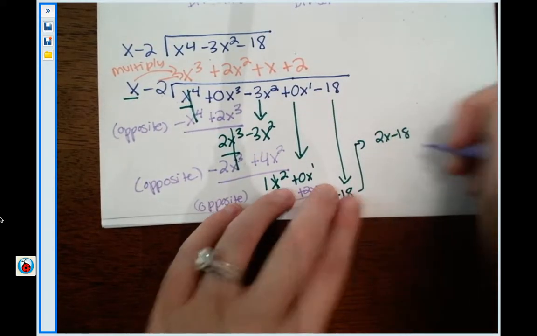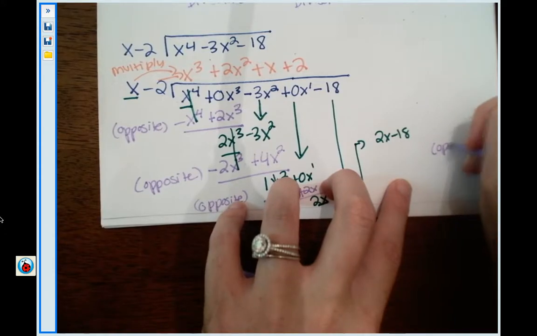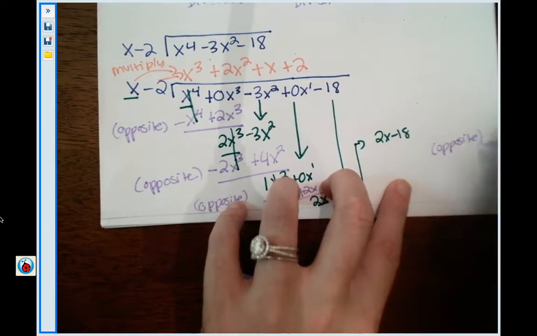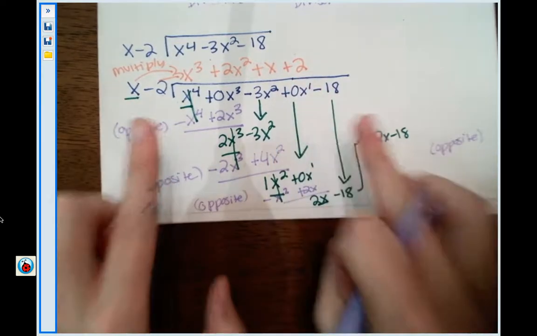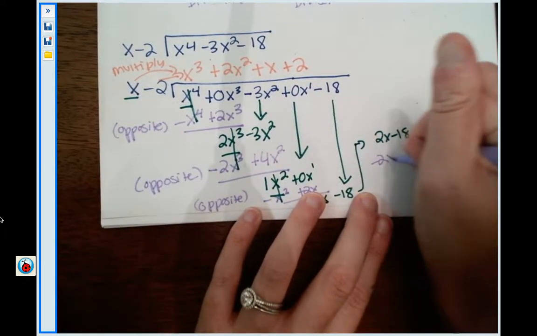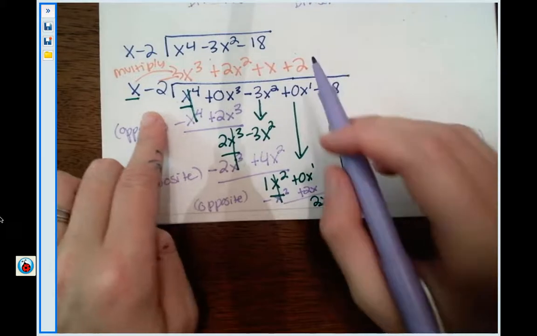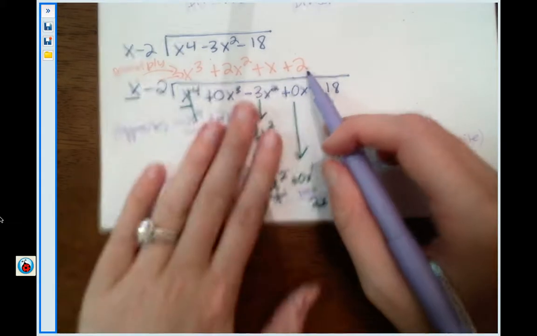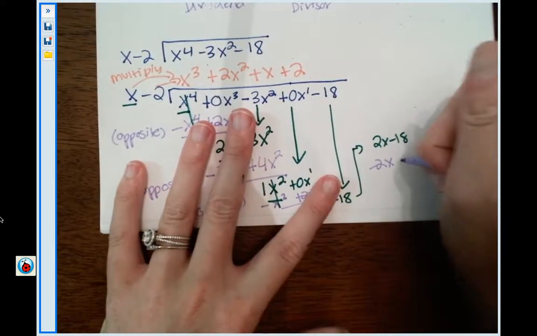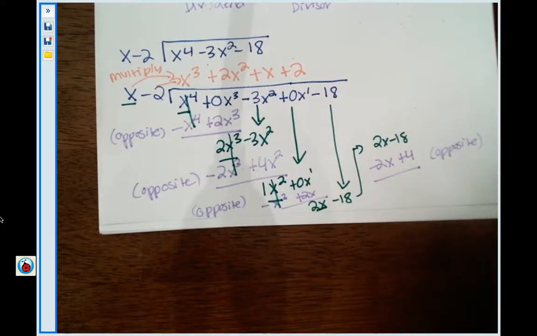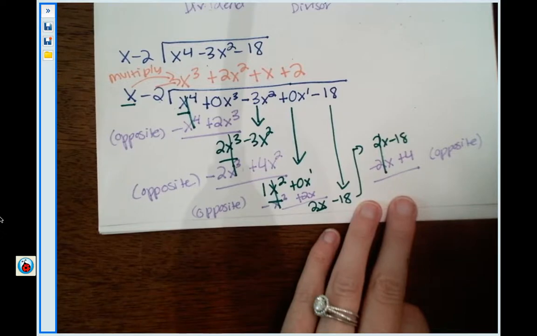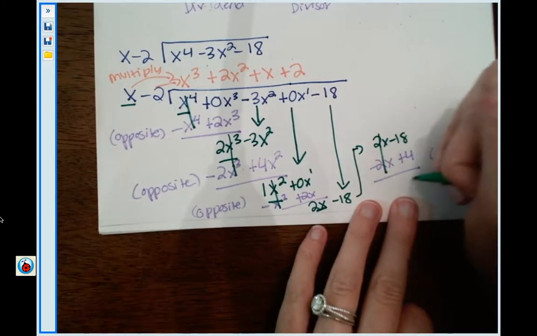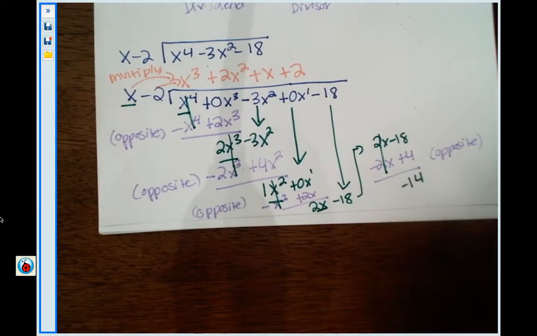Okay, we're about to do it again. I'm going to write it on this side because I have more space over here. All right, we do the opposite over here. Okay, so x times 2 is 2x, but I'm going to do the opposite, which is negative 2x. And negative 2 times 2 is negative 4, but I'm going to do the opposite, which is positive 4. All right, I'm going to add down. 2x minus 2x is 0, cancels out, and negative 18 plus 4 is a negative 14.